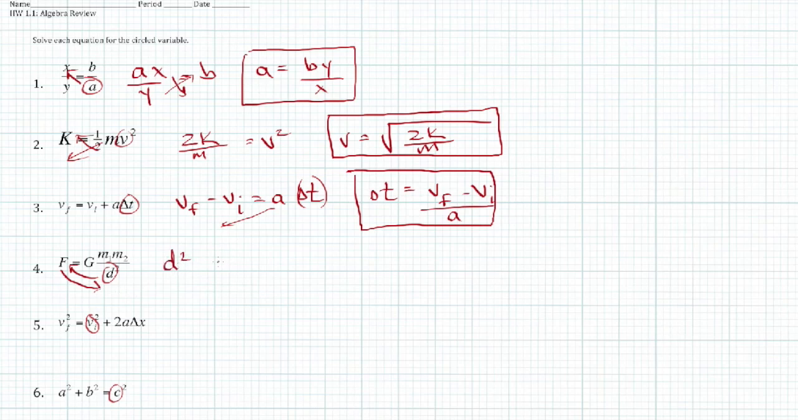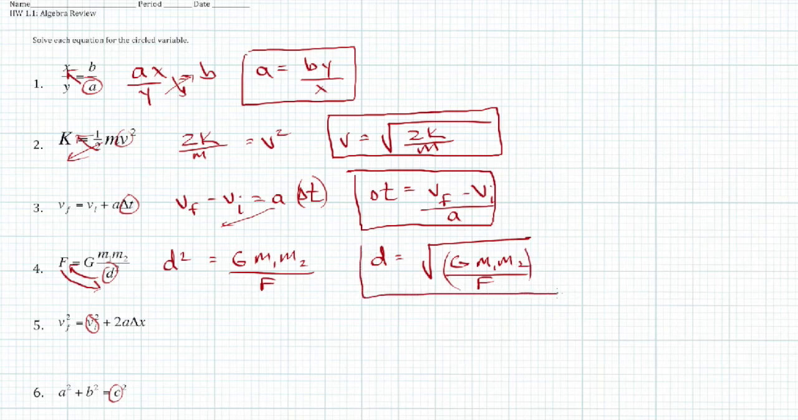So d squared equals g m1 m2 over f. Now it's simply a matter of taking the square root to get rid of that square right there. So d is going to be equal to the square root of g m1 times m2 over f. That's the square root of all that in there. Okay?